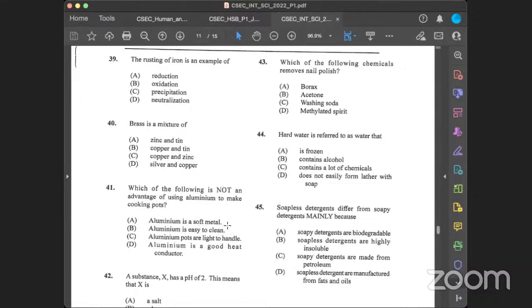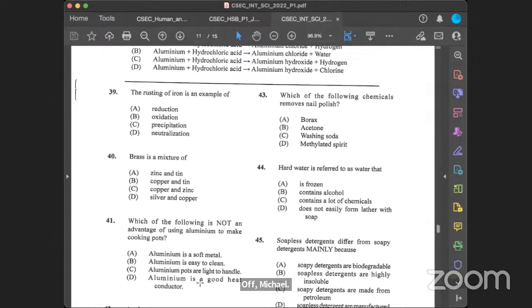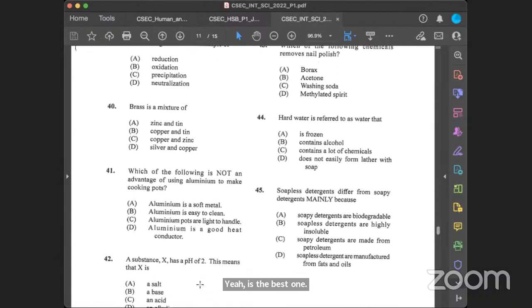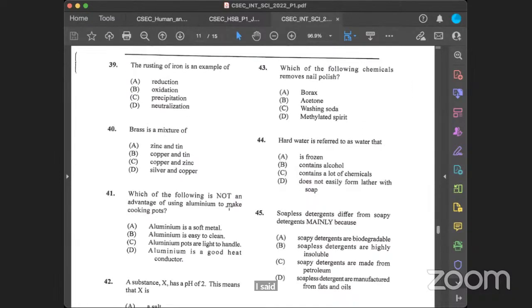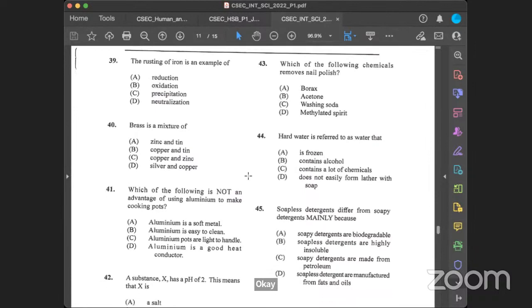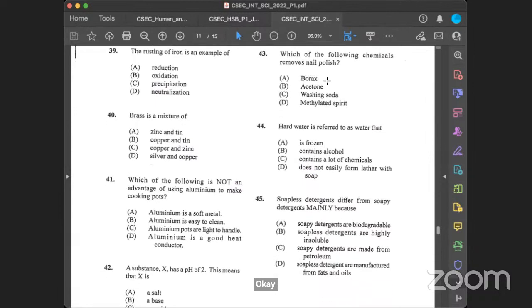No guess? A, sir. Soft metal. Yeah, A is the best one. If a pH is 2, what is that? An acid or a base? Acid. Thank God y'all remember that, because next thing I would have said teacher didn't teach you like that.